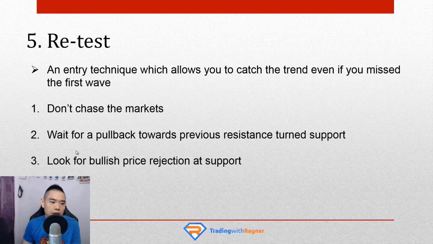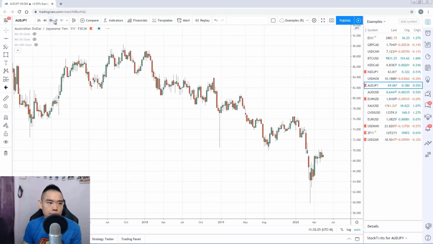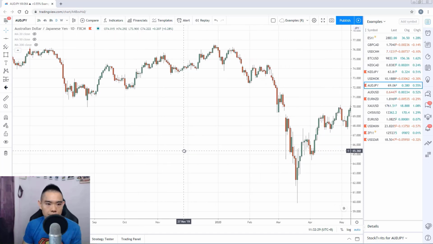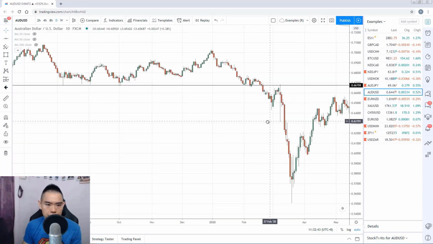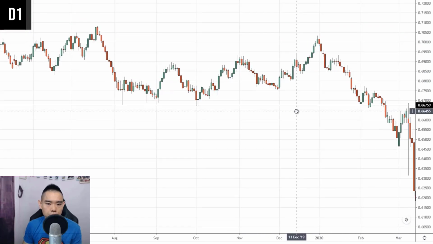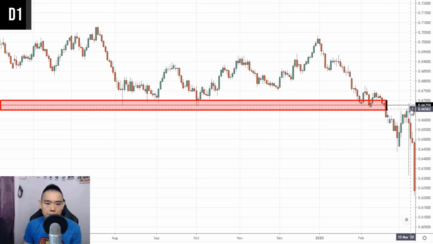Either or. Third thing, what you want to do is to look for a bullish price rejection at support. So let's have a look at an example. If you look at Aussie yen, daily time frame, I think you can even see this on the 8-hour time frame. Oh, sorry, I think it's the Aussie dollar. Yeah, Aussie dollar. If you look at Aussie dollar, over here at this point, you see a retest over here, right? The price broke below this area of support, and then we have a retest over here.